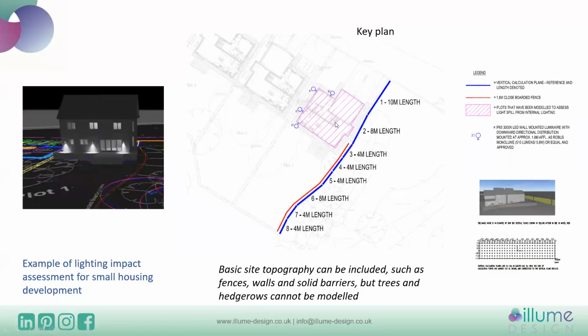We also show on here what's been modelled. So in this instance, the internal lighting of this plot was modelled and the external lighting as shown. And also we ended up with mitigation of a fence. So that's also shown on this drawing, its location and its height. The vertical calculation planes can be seen in this 3D view in yellow. So they sit within the model in this way.